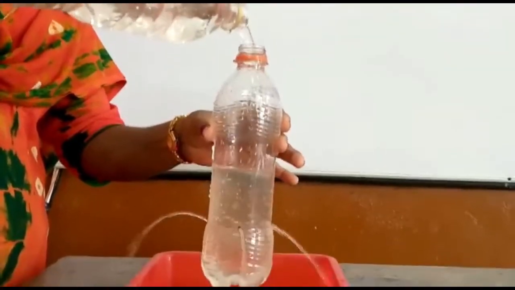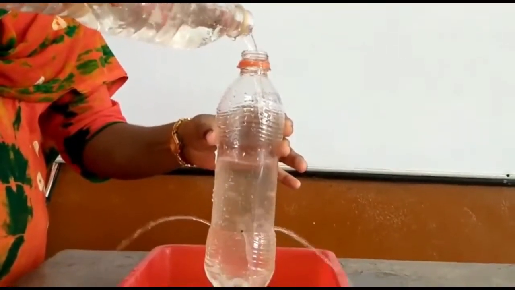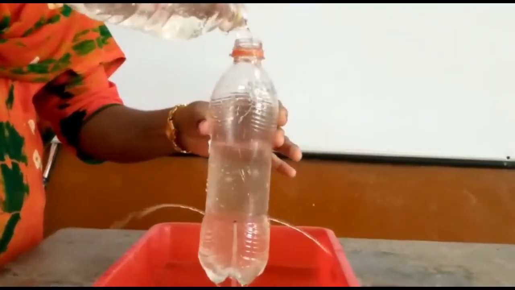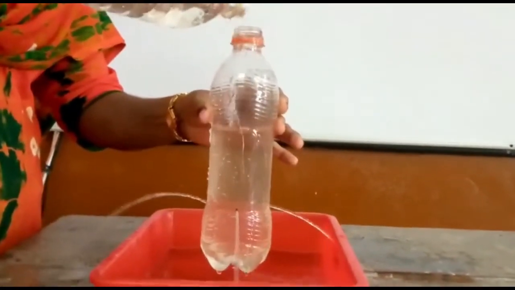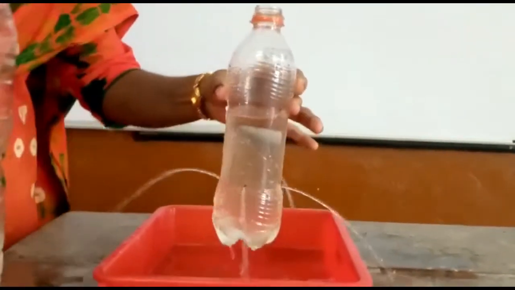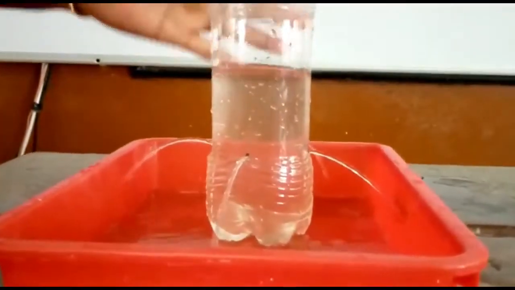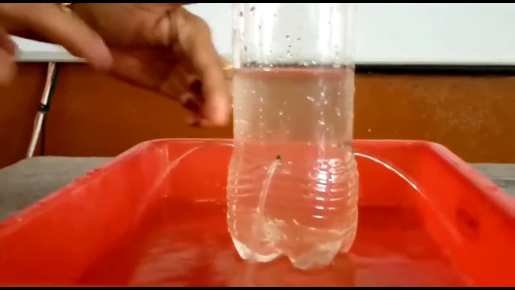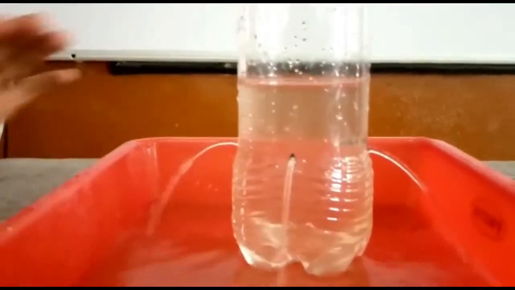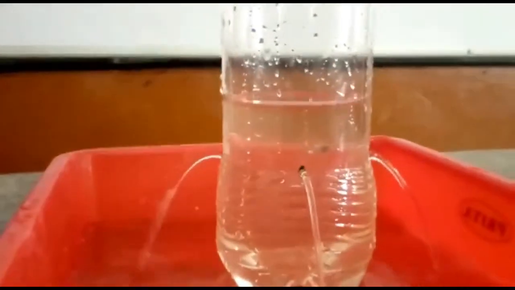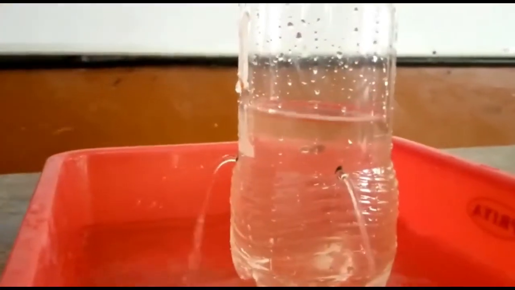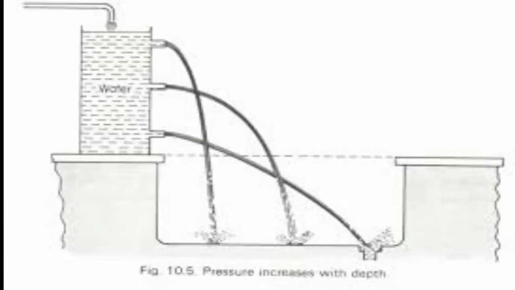What do you see? We can see that the water comes from all holes and the water falls at the same distance. So this activity proves that liquid exerts equal pressure at the same depth. Understood? Next, pressure in liquid increases with the depth.